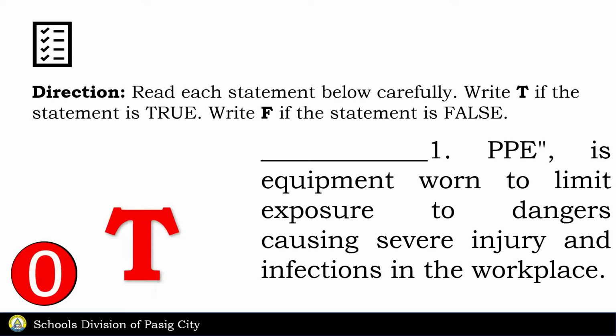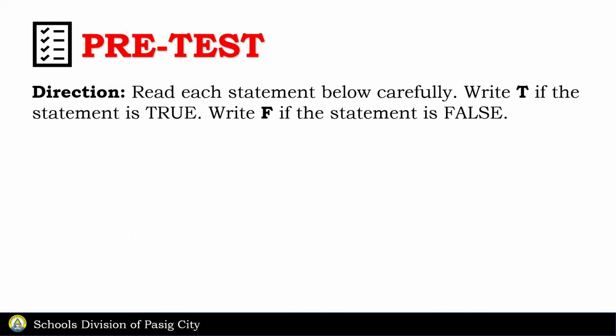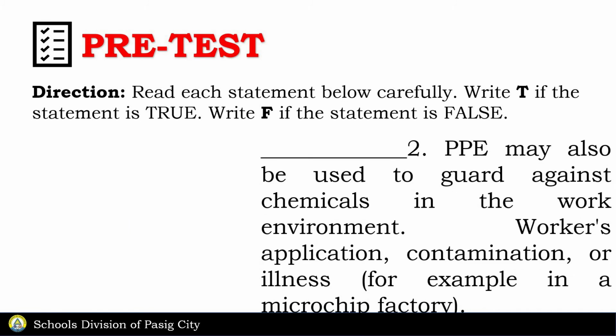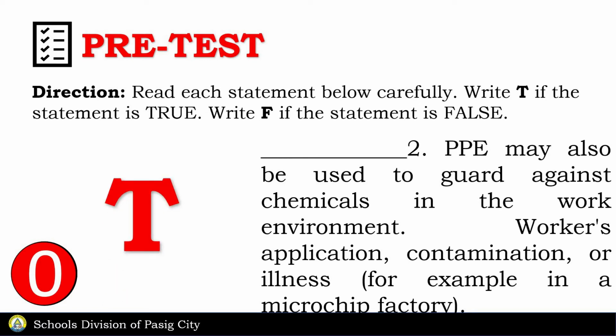The answer is true. Question number 2. PPE may also be used to guard against chemicals in the work environment, workers' application, contamination, or illness, for example, in a microchip factory. The answer is true. Question number 3.